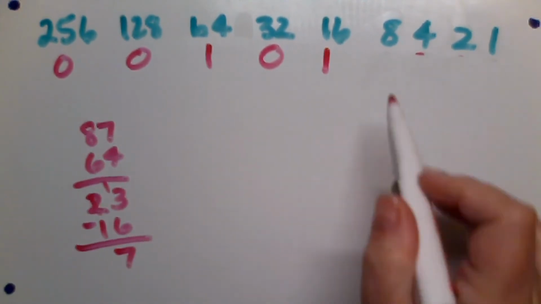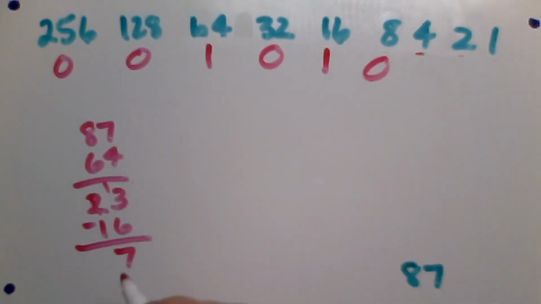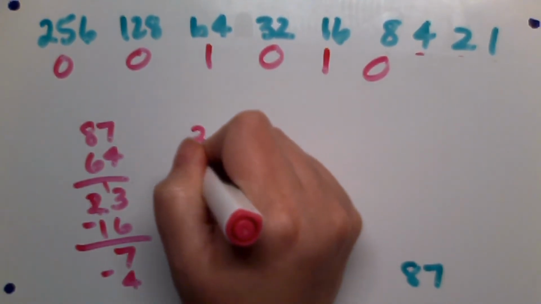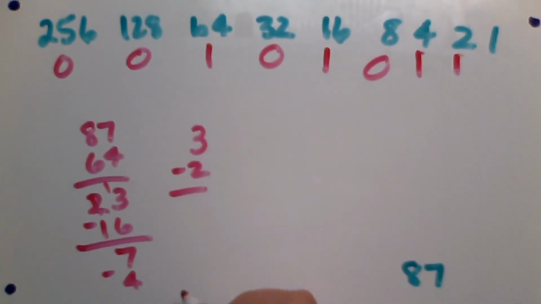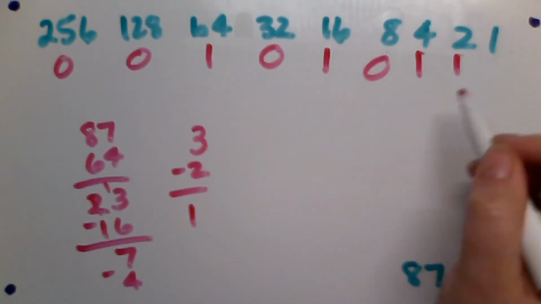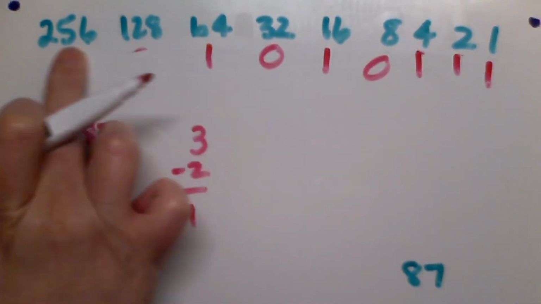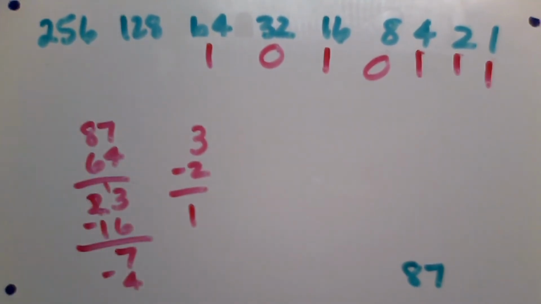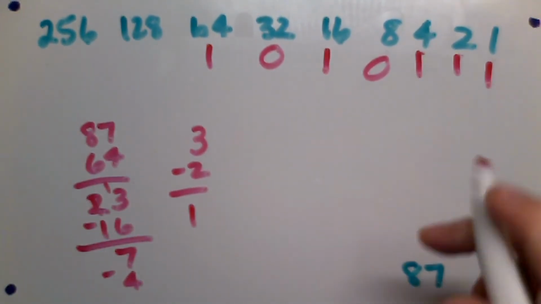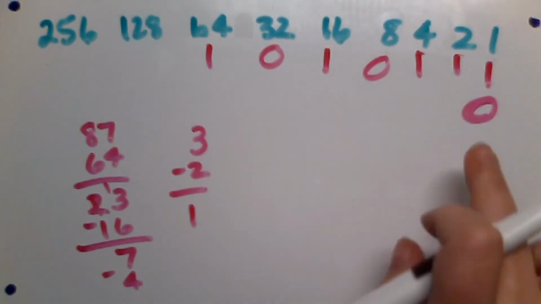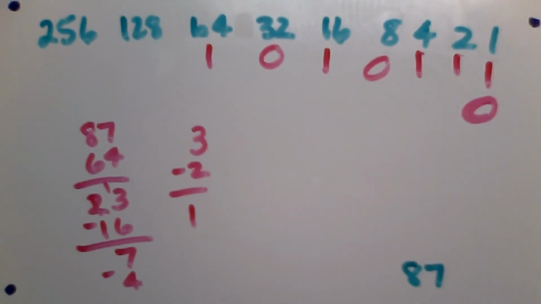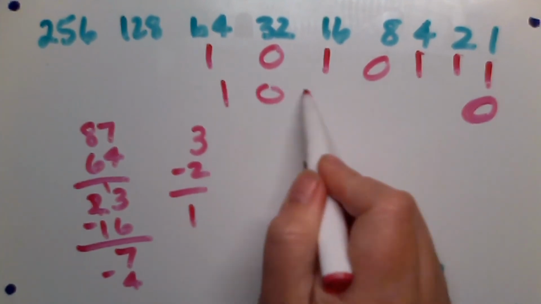7, that's all we have left. 8 cannot fit into 7, 4 can, so we'll subtract 4. We're left over with 3. 2 can fit into 3, so again, we'll put our 1 under the 2 column. 3 minus 2 is 1. 1 fits into 1. We don't need these leading zeros in binary. We can start with the first column. However, you do need this ending 0. If this 1 is not included, we need to include that 0 at the end. So if this was 86, then it would look like this.